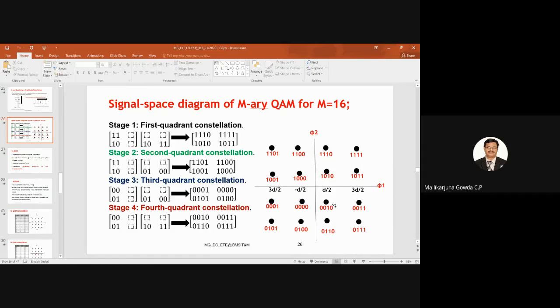And how do we get the message points in each of the quadrant? By multiplying the L array PAM of the vertical and horizontal constellation diagram, from top to bottom of the vertical constellation with the left to right of the horizontal constellation. That is why it is shown here with respect to matrix. Okay, 1 1 1 0 and then 1 0 1 1. If I multiply these two matrices, I get this one. Similarly, the second one, third one, and fourth one.